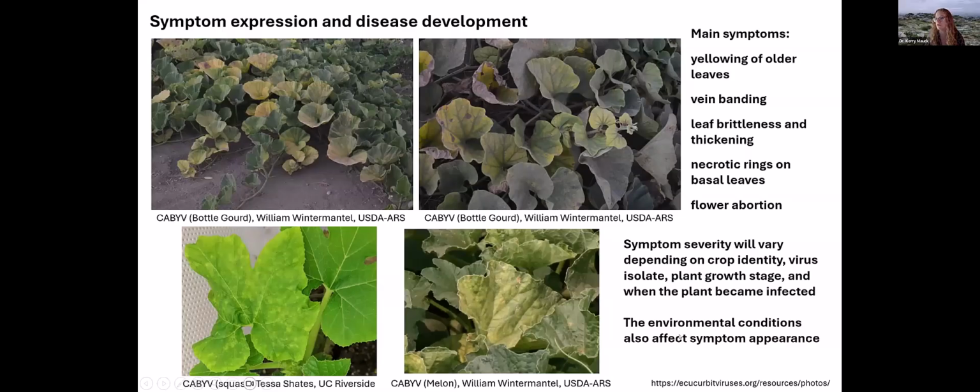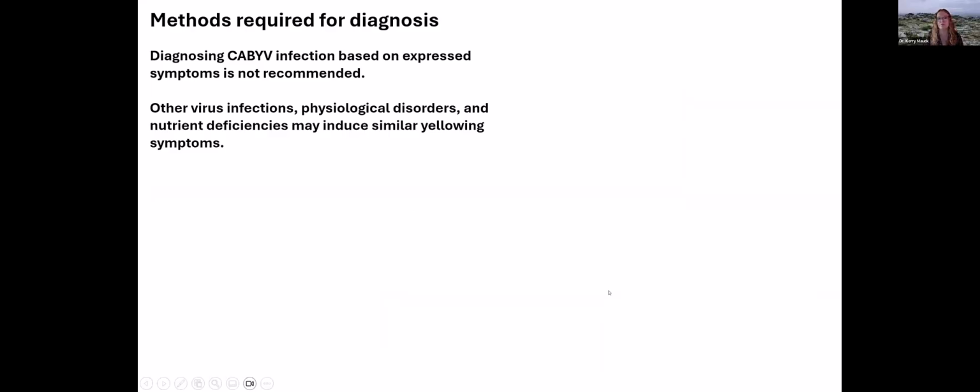But of course, these are just a few pictures of typical symptoms. And you're going to have a lot of variation depending on which crop is being grown, which virus genotype or isolate is in the area, and when the plants become infected and their growth stage. So you should be aware of that when you're trying to decide whether this virus might be present. And of course, just like all virus issues, it's very difficult to diagnose infections and ascribe them to a particular virus just based on symptoms.